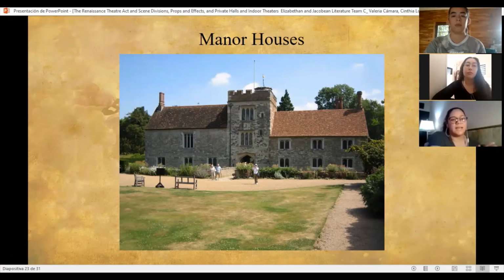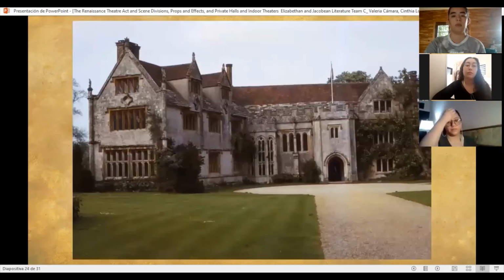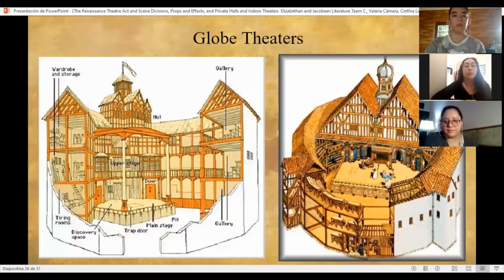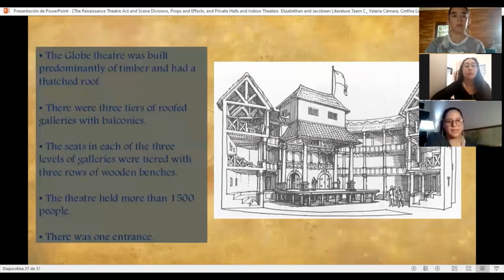Then acting companies performed in indoor theaters, but also in Globe theaters. These were partly roofed. Can you go to the next one? And they had 3 galleries with balconies. Next one, please. Each gallery had 3 wooden benches, and they had a capacity for more than 1,500 people. As you can see here, there are the wooden benches and the galleries. Then go to the next one, please.